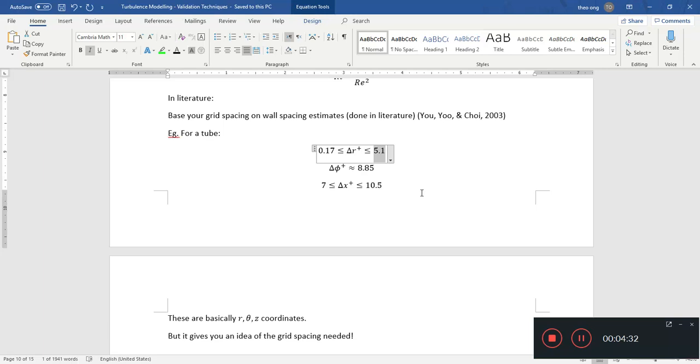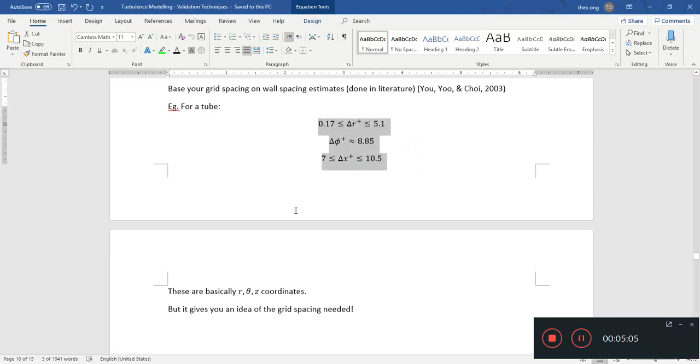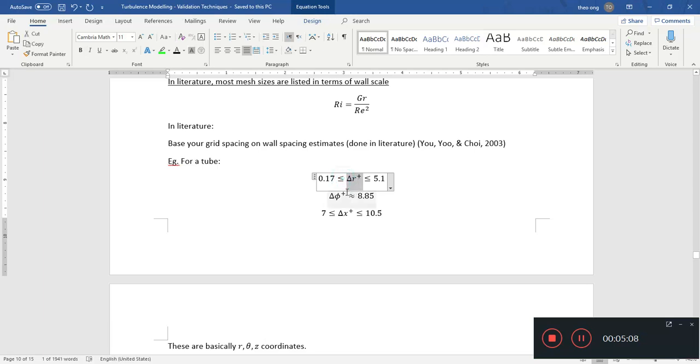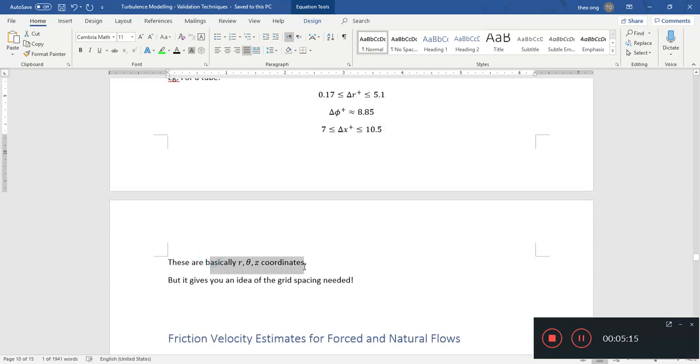That makes it kind of simple, because then you can use all your usual pipe flow correlations, or your flat plate correlations, whatever correlations you have. You can use that to estimate the friction Reynolds number, and that will help you figure out how to get the true mesh size in terms of these wall coordinates. So just not to confuse you, these are basically r, theta and z, except you write it in a slightly different form. But this gives you an idea of this grid spacing.